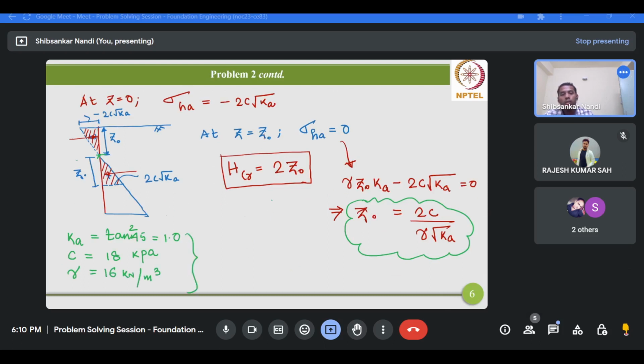Now you have to just substitute these values in this equation so that you can calculate the critical height of the vertical excavation, or critical depth of vertical excavation. So here it's 2 times z0, and z0 is already 2 times cohesion by gamma root K. So finally it would become 4 times cohesion divided by gamma root K. Now you substitute the values and let me know the final value for Hc. Please substitute the values.